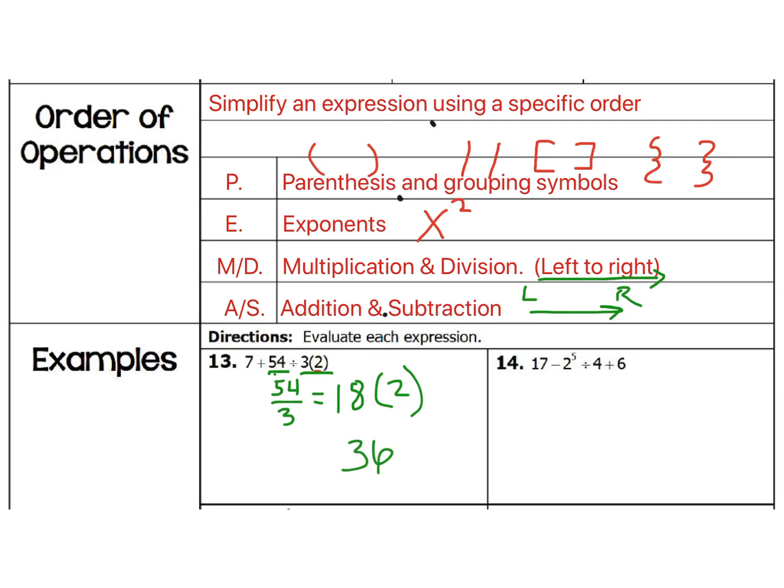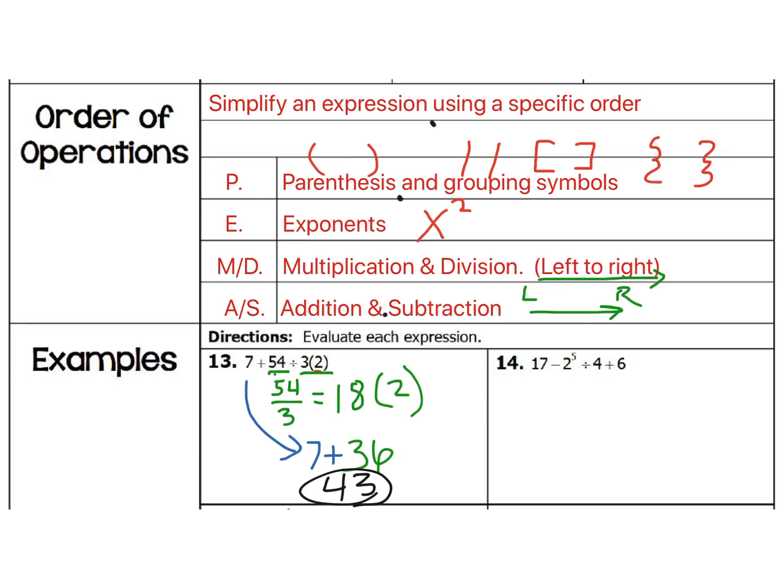And then I'm going to bring down this 7. Normally I try to be a little neater about it. Okay, so 7 plus 36 gets me to my final answer, which is 43. Very good, okay? Let's go ahead and move on to number 14.